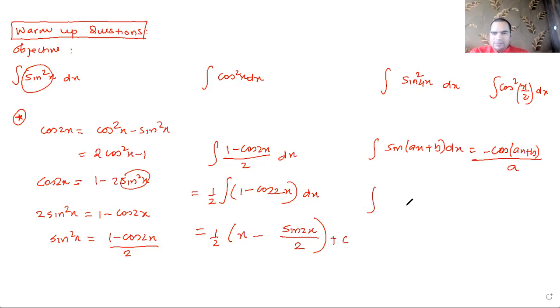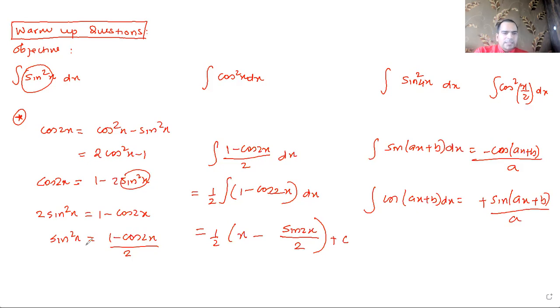If you have cos ax plus b, the integration of this is negative sine ax plus b over a. I mean, positive sine ax plus b over a. So this is just a simple way of integrating and evaluating the integral of the sine squared x function. So generally, when you get sine squared x, keep it in your mind: the substitution for sine squared x is 1 minus cos 2x upon 2.